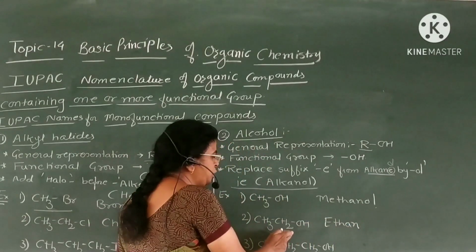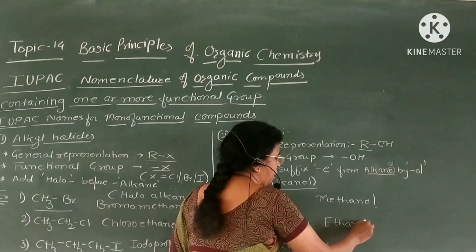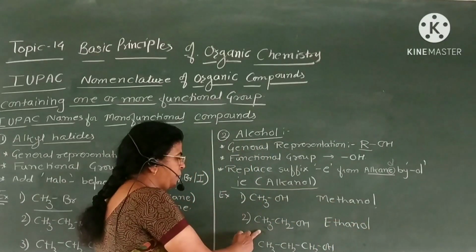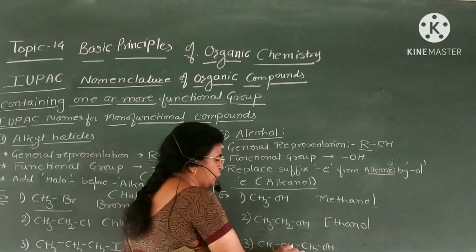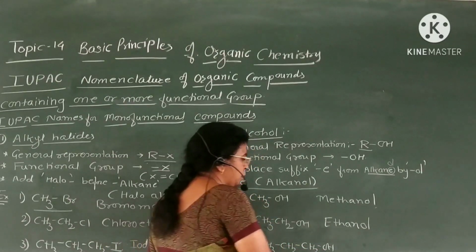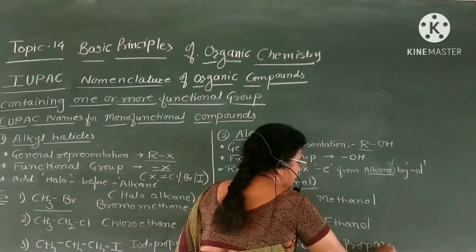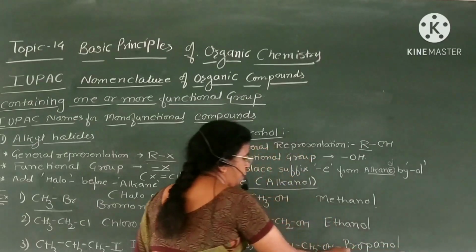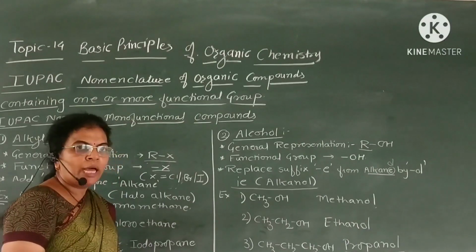Now there is an OH group attached to this ethane, therefore it becomes ethanol. That is, the E from ethane is replaced by OL, and it becomes ethanol. Now the third example, CH3CH2CH2OH. There are three carbon atoms, therefore it becomes propane, and replacing the E from propane by OL, it becomes propanol. In this way, IUPAC names for these compounds are given.